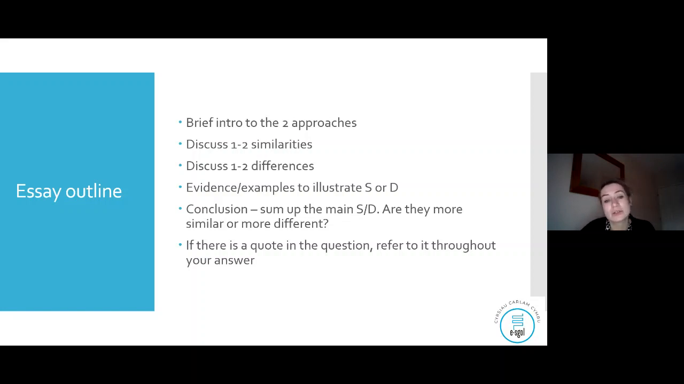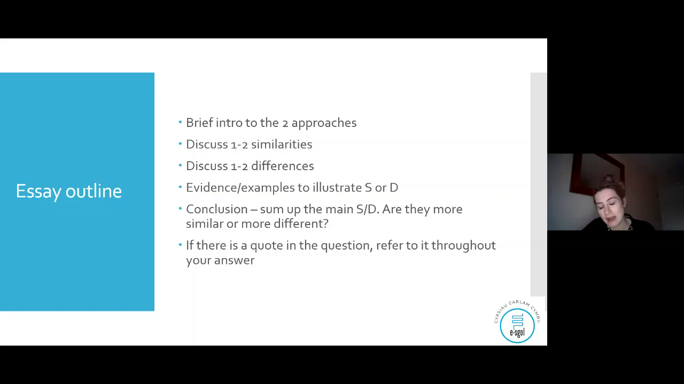And like I said, discuss 2 of them. Evidence and examples to illustrate the similarity, or the difference. So that's when you bring in your psychology here, okay? Your knowledge and your understanding of the approach to really show off what you know. Then a conclusion. Sum up the main similarity and difference. Are they more similar or are they more different? Come to a conclusion, okay? Should they work together to form a holistic view of behaviour?